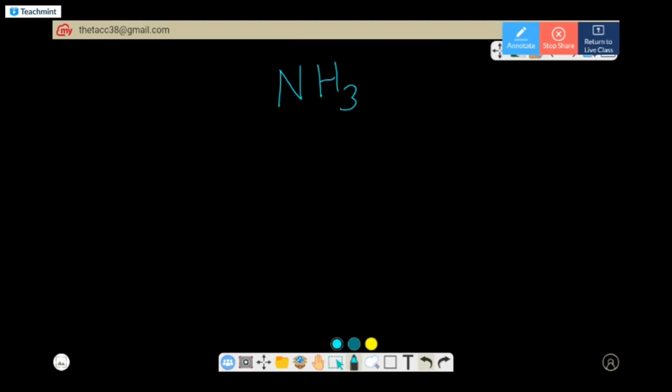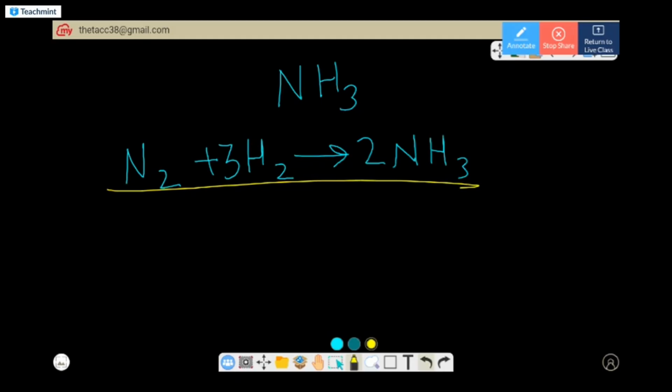Balanced properly, it is 3 for hydrogen, which gives me ammonia. The ratio is 1:3:2. Correct? Now, if I ask, when I am only comparing nitrogen and hydrogen, which should be taken in more amount? I'm not giving you the sample right now, but looking at the ratio, which is taken in more amount, hydrogen or nitrogen? Hydrogen. Correct.